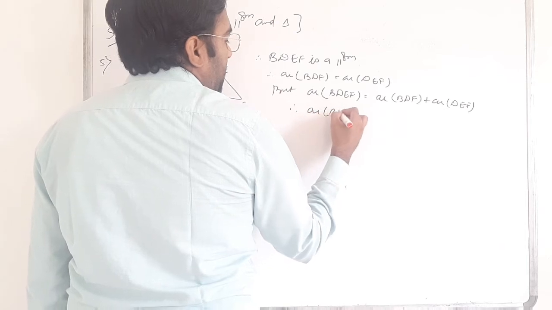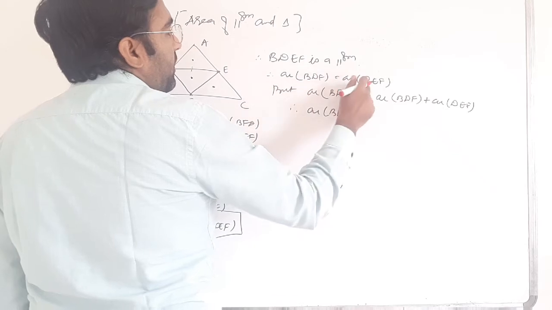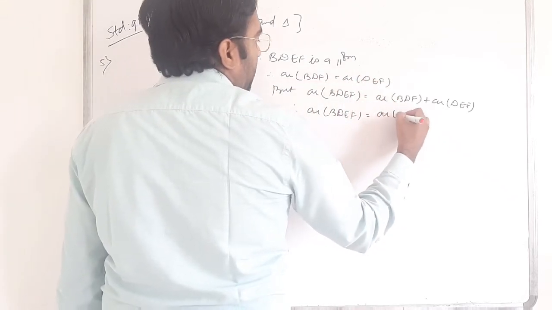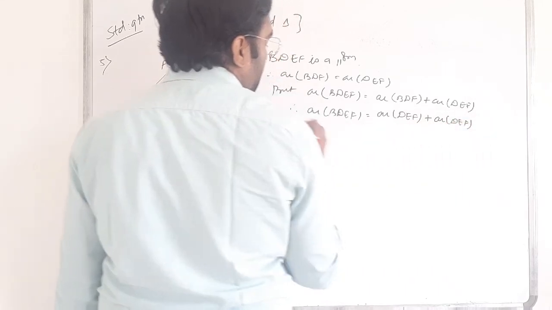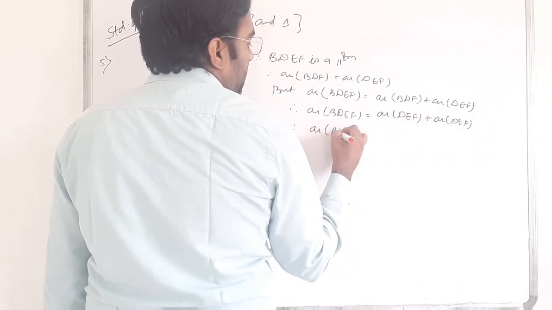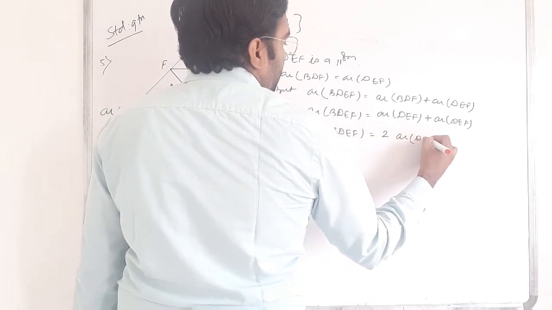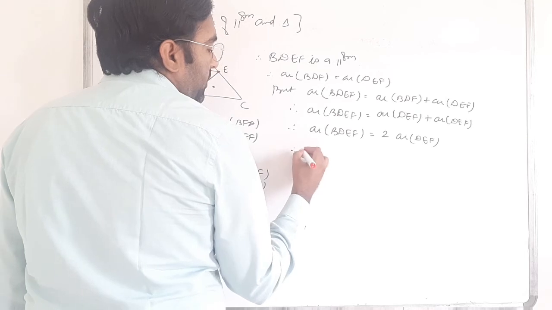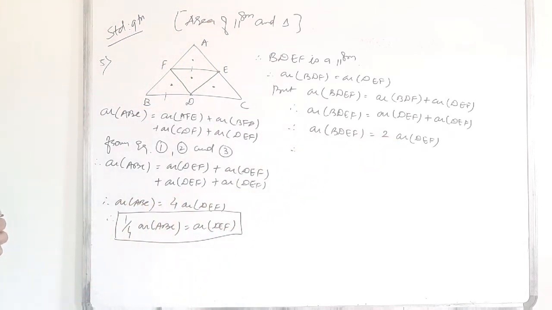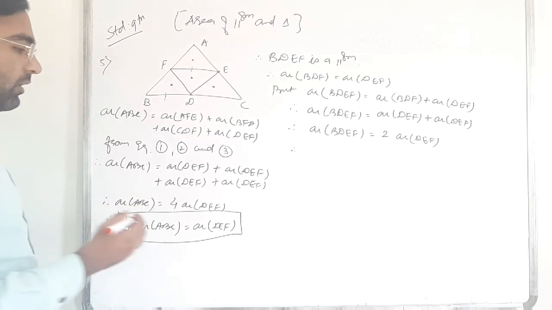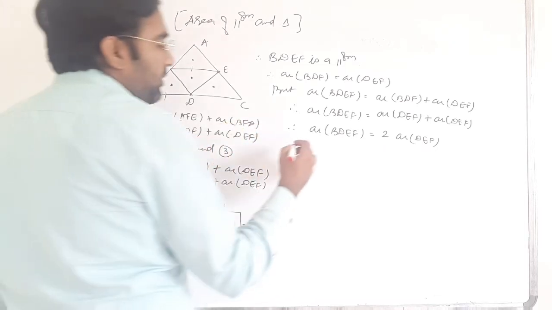Therefore area of BDEF is equal to BDF plus DEF, and BDF equals DEF. So here I write DEF plus area of DEF. Therefore area of BDEF is equal to 2 times area of DEF. Here 2 is shifted to the other side. First of all, I'll call this equation 4. Now put the value of equation 4 into this equation.